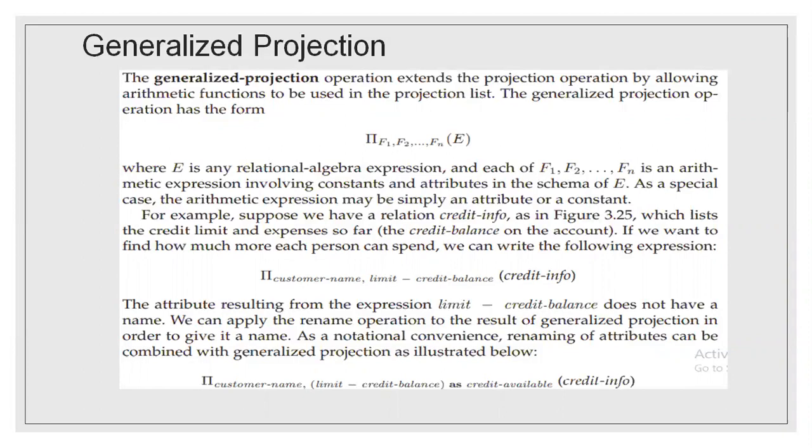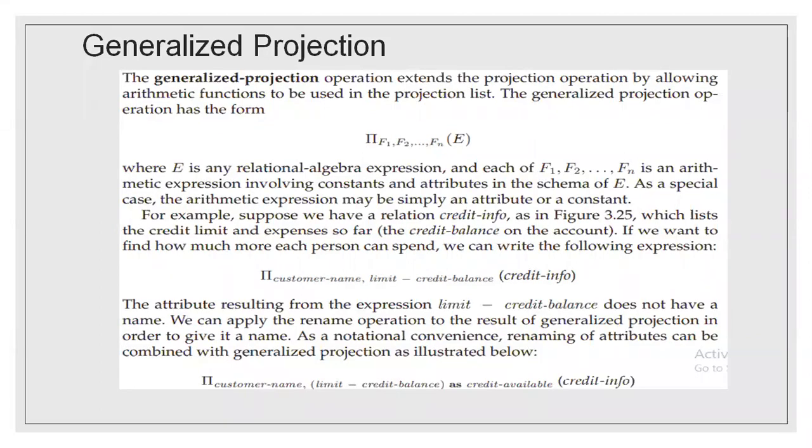Now we have seen a query here: pi customer name, comma, limit minus credit balance. This example is giving the credit balance on the account. If we want to find how much more each person can spend, we must have a query which can calculate how much amount can be spent. That is dependent on limit minus credit balance. Such a calculation is done in the projection query itself. So pi customer name, comma, limit minus credit balance on credit info.